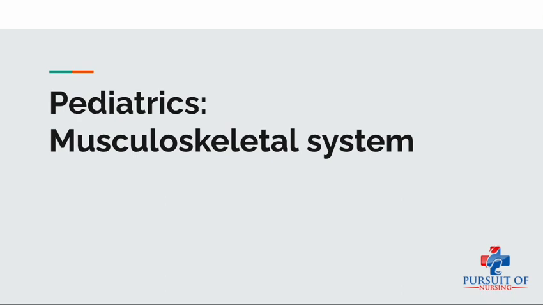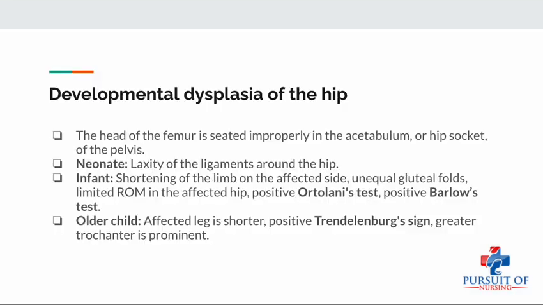Skeletal System of Pediatrics. So we'll start with developmental dysplasia of the hip. With developmental dysplasia of the hip, the head of the child's femur will be seated improperly in the joint or the hip socket. So in a neonate, you are going to see laxity of the ligaments around the hip.